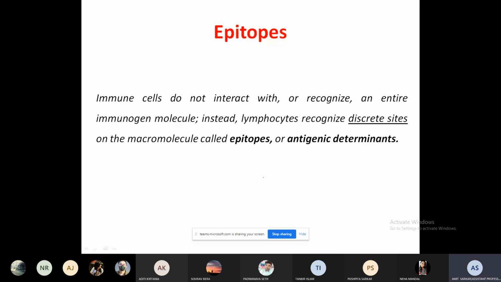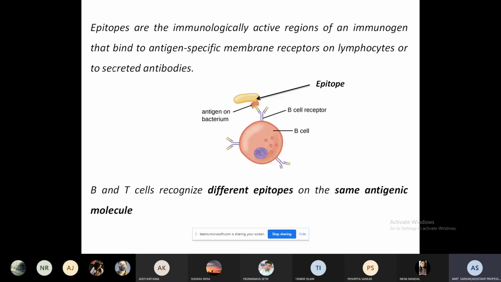So we can define it classically: epitopes are immunologically active regions of an immunogen that bind specific antigen-specific membrane receptors on lymphocytes to secrete antibody. The definition may seem a little bit complicated.